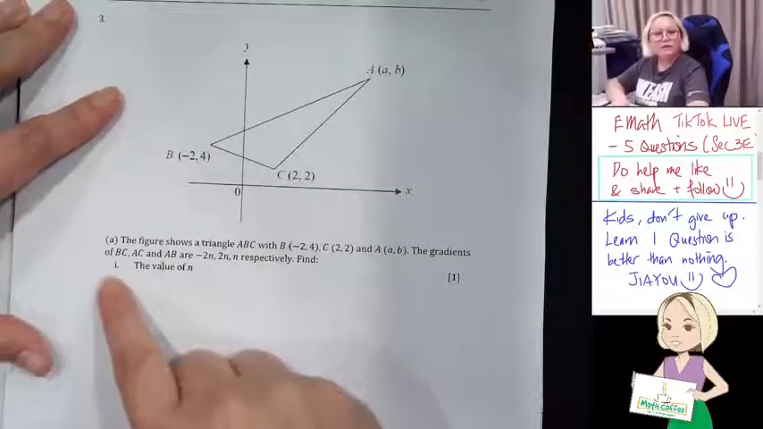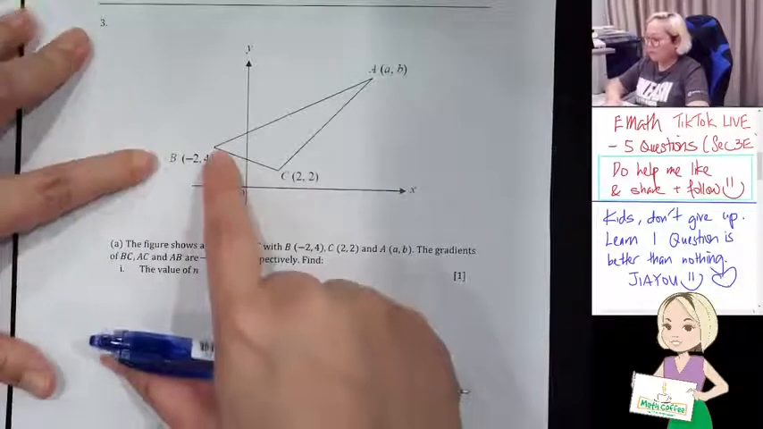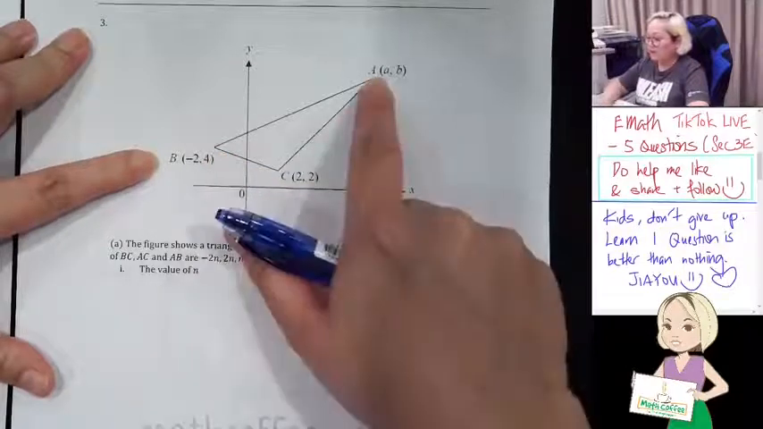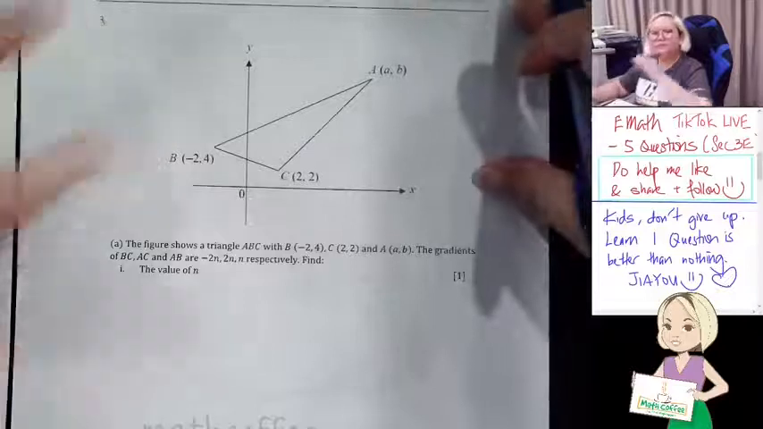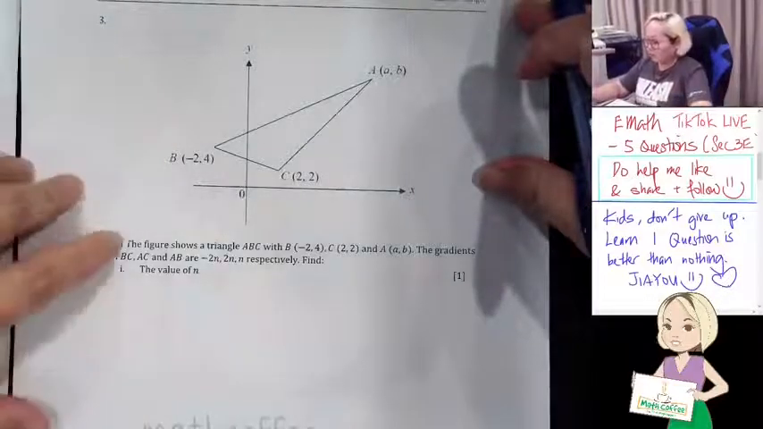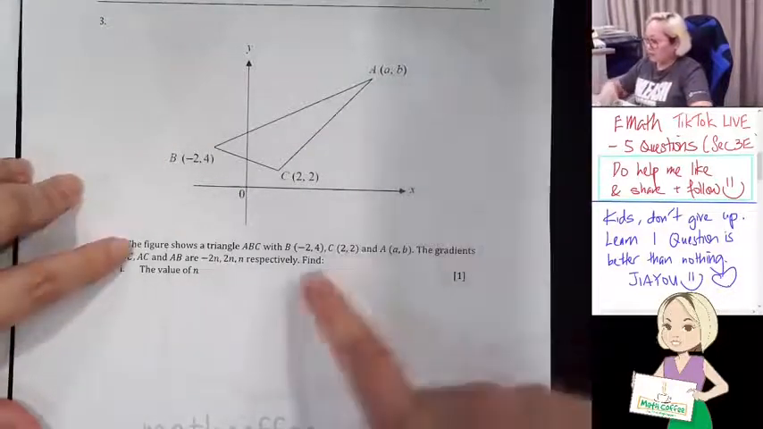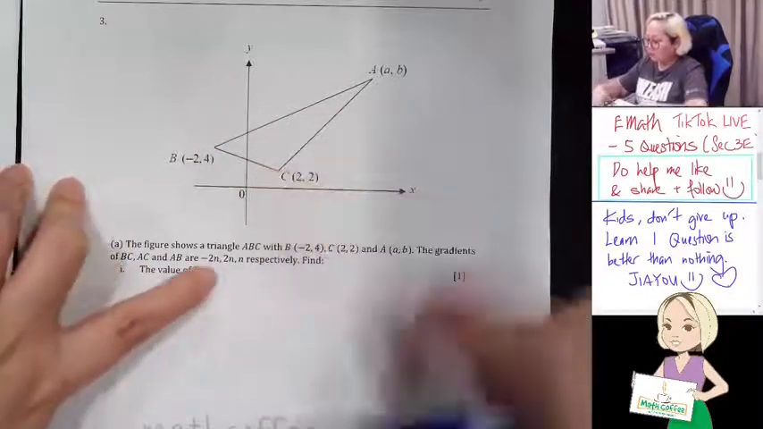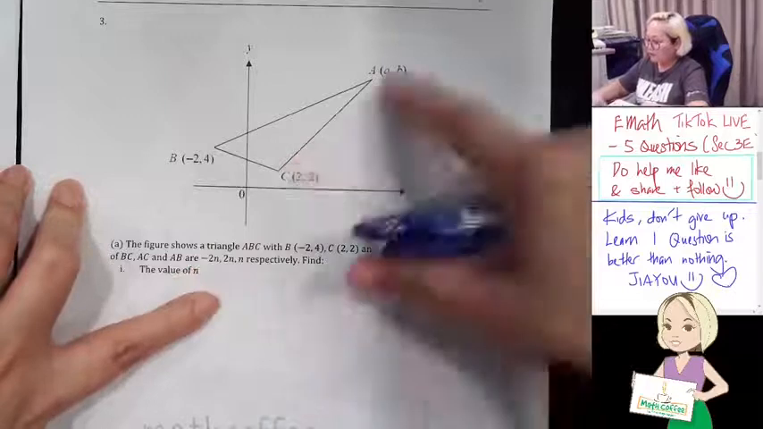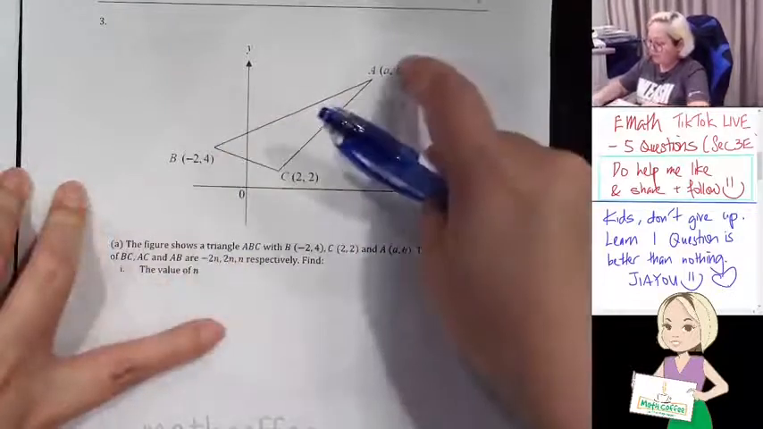Okay. So see here, B is given, C is given, my A is incomplete. They put it in terms of AB. Okay. So what we're going to do is, they tell me that the gradient of BC, that means this line, the gradient is minus 2n. Gradient of AC is 2n. The gradient of AB is n.